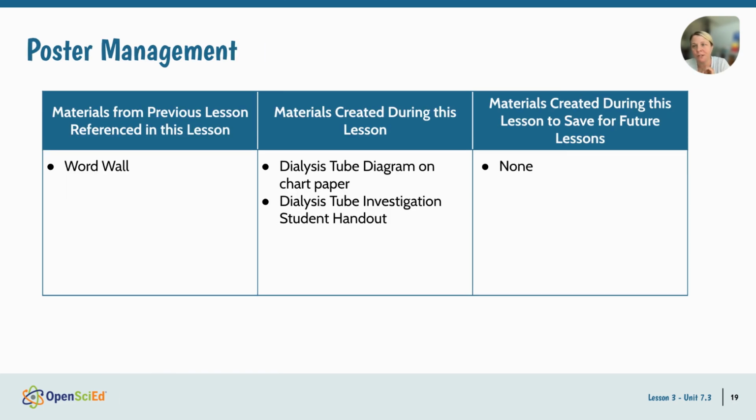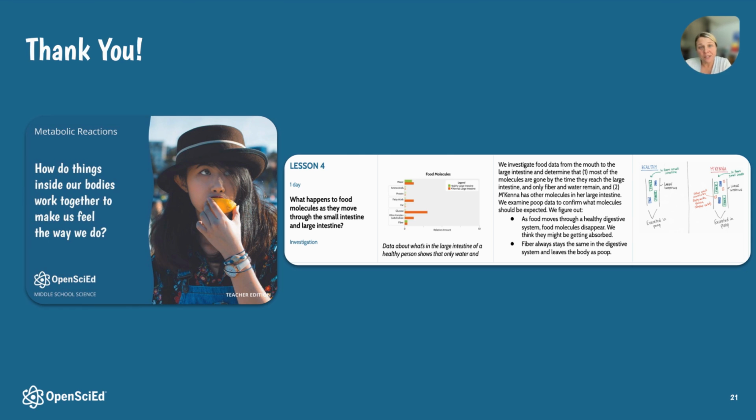In terms of poster management, the word wall will be referenced, and then materials that are created during this lesson would be the dialysis tube diagram, which is going to be created on a large sheet of chart paper, and the investigation student handout itself. There aren't really any materials that are created in this lesson that need to be carried over into future lessons in terms of posters on the wall. And that's it for lesson 3.